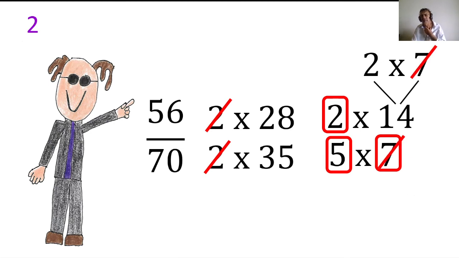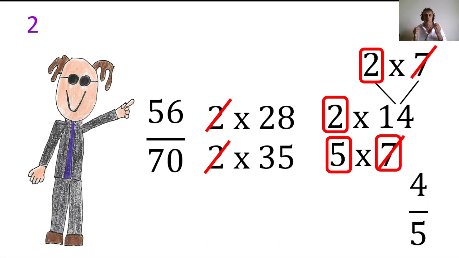But what do we do now, teacher? Well, we've now got 2 times 2 over 5. So what we do now is we do the maths. 2 times 2 is 4 over 5. So the answer is 4 over 5, or 4/5.